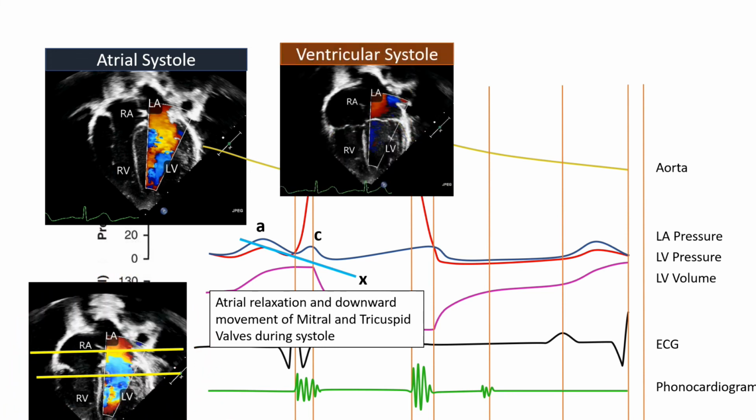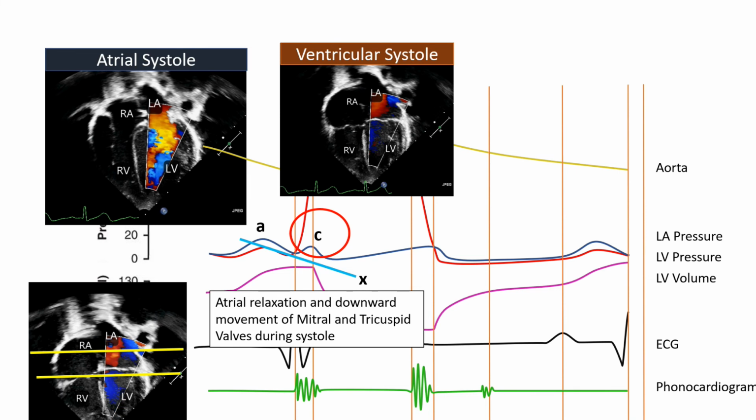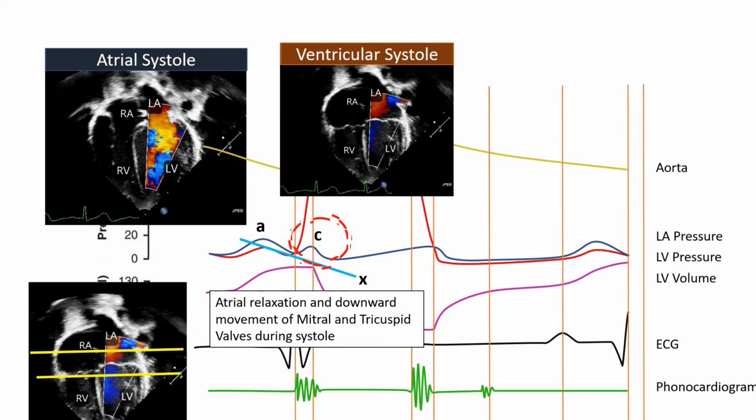In the middle of this X descent, you see the C wave. During ventricular contraction, the AV valve bulges into the atria due to the rise in ventricular pressure. This causes the C wave. We have already explained why we get the C wave. So this is the reason for the C wave seen in the atrial pressure tracing. C stands for cusp bulging.